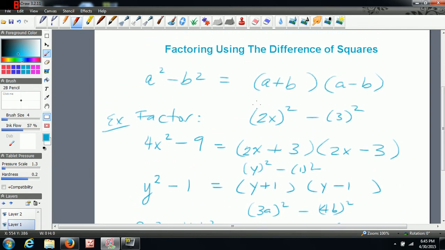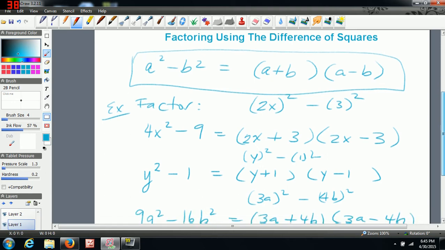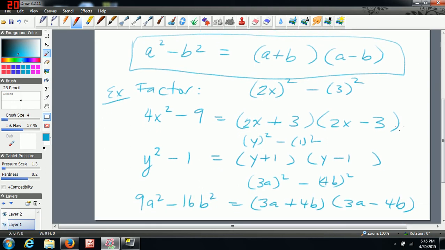So it can be used anytime you see an expression where you have something squared minus another thing squared. So a squared minus b squared. So those a's and b's could be anything, okay? And I'll just put a diagram like this so you can see that better. Okay, so let's try some more examples.